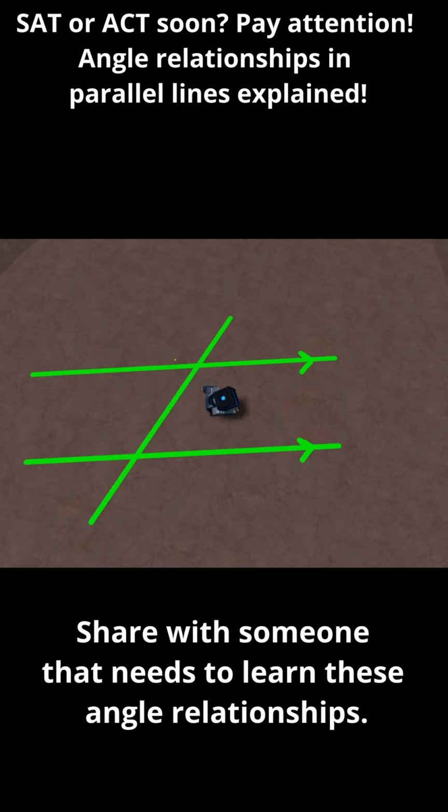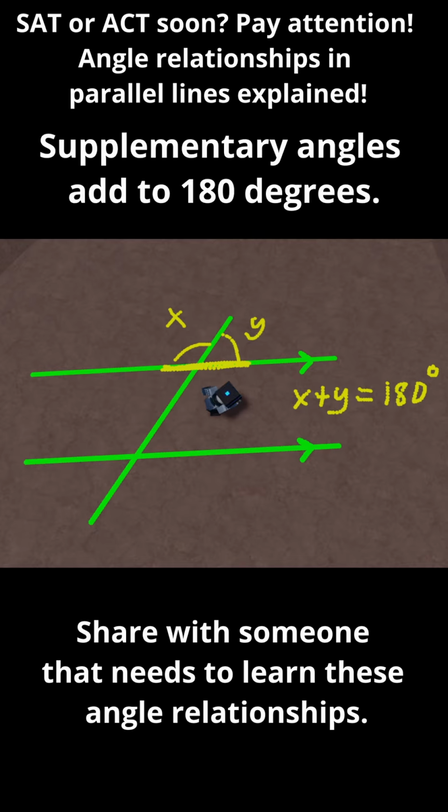First, I'm going to draw these two angles. Let this be x, and let this be y. What you need to know is that x plus y equals 180 degrees. And why is that the case? Well, notice that x and y are along this straight line over here, and the sum of the angles along a straight line is always 180 degrees. That means x plus y equals 180 degrees, and these are called supplementary angles.